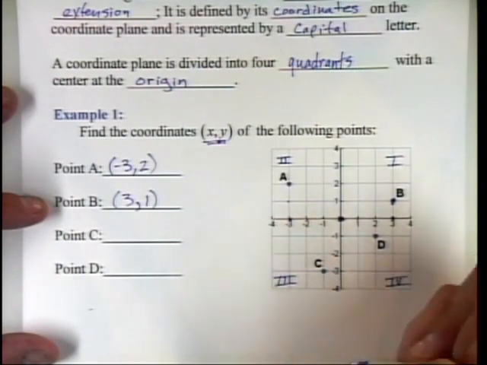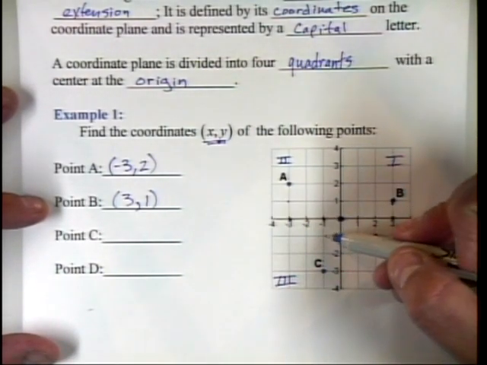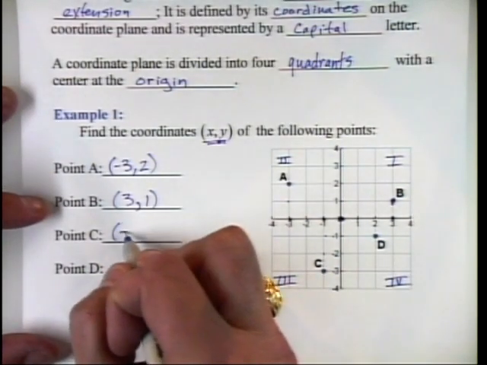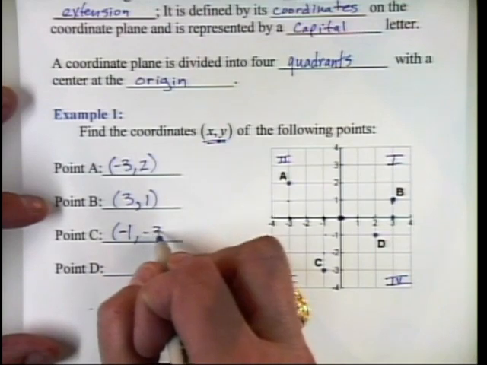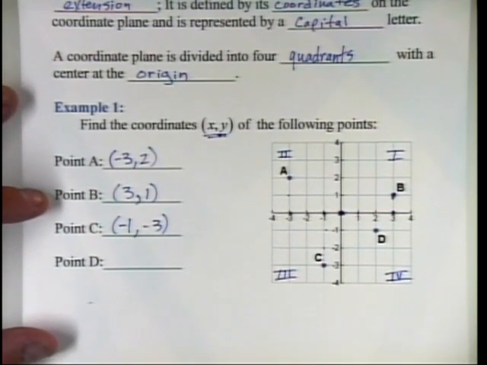To get to the gap, which I guess can be store C, we have to go left 1 unit and down 1, 2, 3. Those are both negative directions. Left 1 is -1. Down 3 is -3. So point C lies at the coordinate -1, -3.